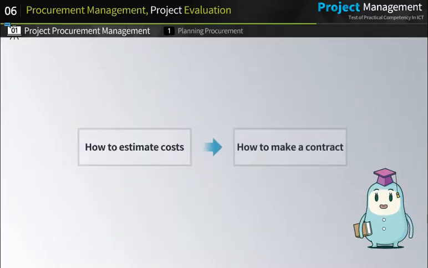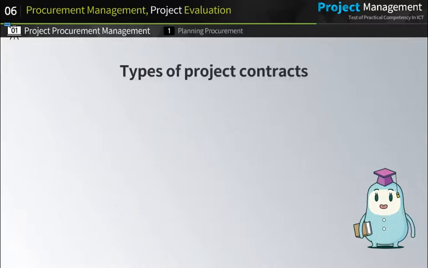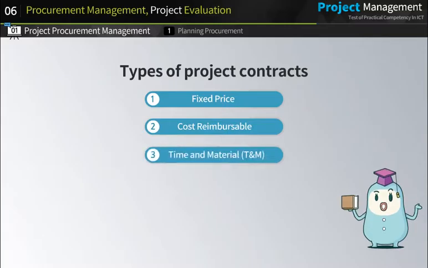We have already learned how to estimate costs in the cost management section. Now let's take a look at how to make a contract based on estimated costs. First, types of project contracts. The contract types for a project can be divided into fixed price, cost reimbursable, and time and material.